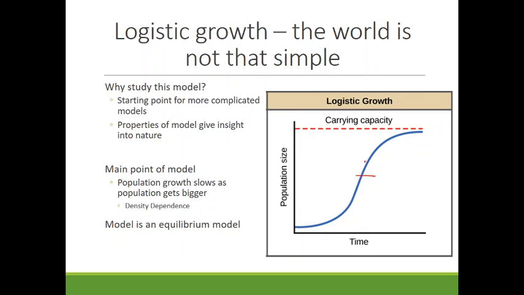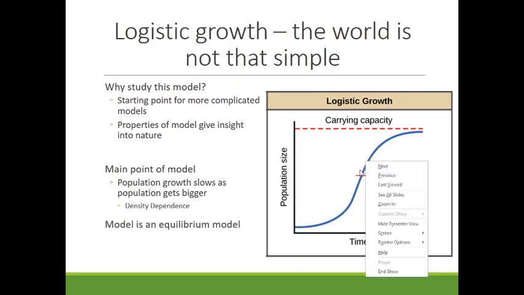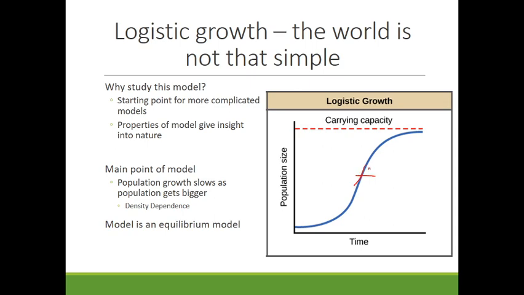So we can think of population growth as the slope at any one spot. Here, it's a really steep slope. Here, not so much, and here the slope is essentially nothing, right? Now the key to this model is that it's an equilibrium model, and we'll spend some time thinking about equilibrium versus non-equilibrium models in the next lecture.